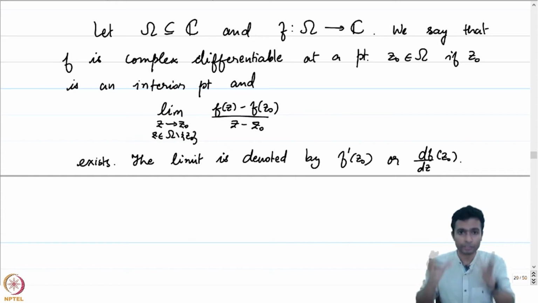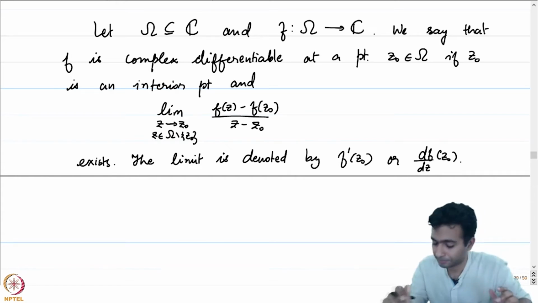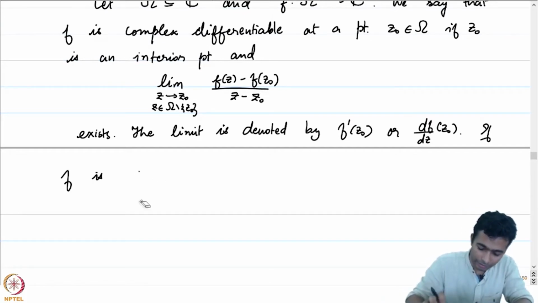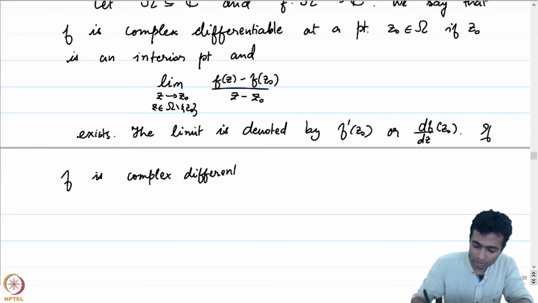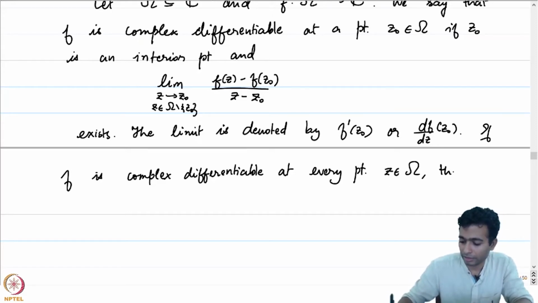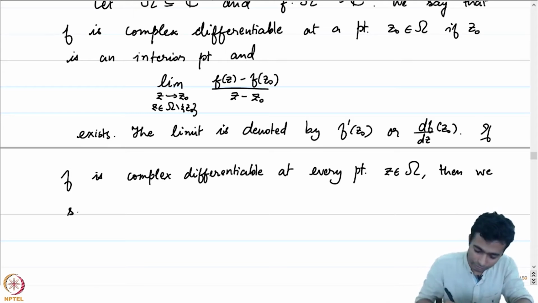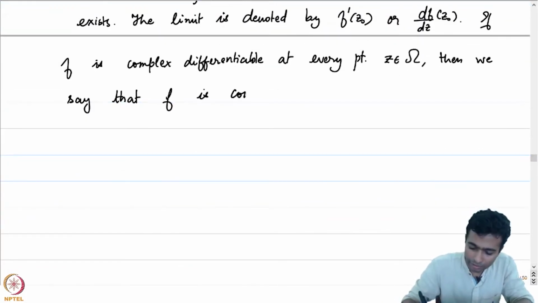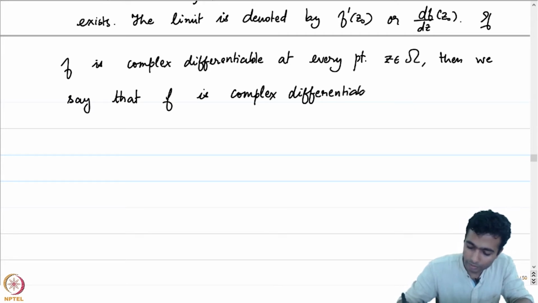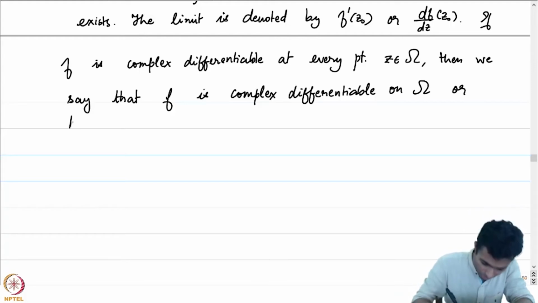So remember that f prime at z naught, or df by dz at z naught, is a complex number. And if f is differentiable, or rather complex differentiable, I should be very careful, if f is complex differentiable at every point z in omega, then we say that f is holomorphic on omega. We say that f is complex differentiable on omega, or holomorphic on omega. I will slowly start using that word holomorphic.